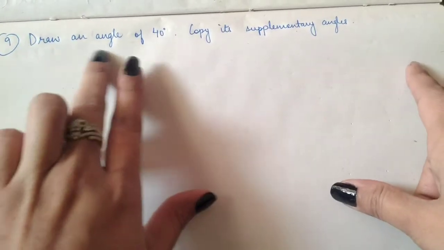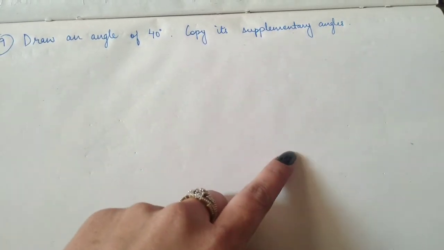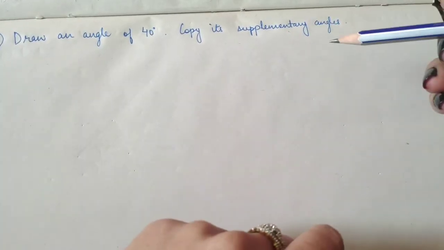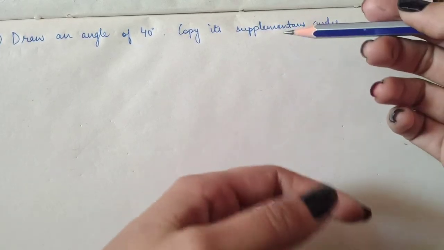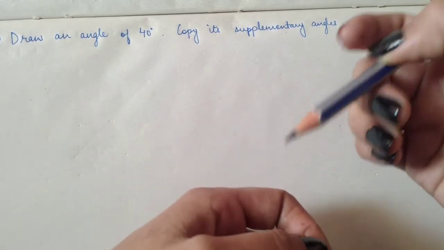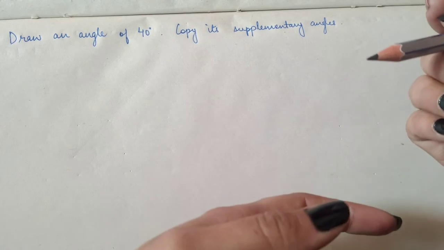It says draw an angle of 40 degrees and copy its supplementary angle. Now this is the new term here. I'll just brief you about this term. Supplementary angles are those angles that add up to 180 degrees. Two angles are said to be supplementary if their sum is 180 degrees.